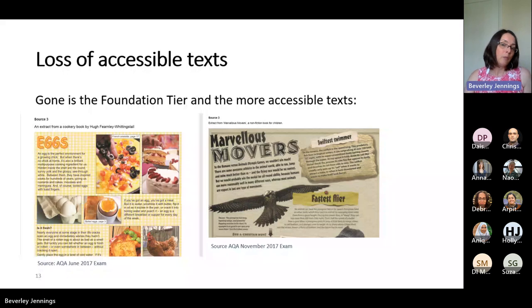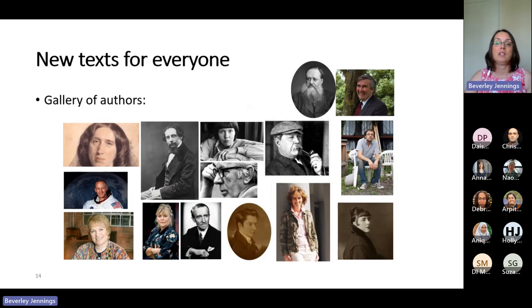So just to give you a little picture, in the old specification, the foundation tier might read texts like this: recipes, maybe a page from an information book that's quite accessible, in little sections with subtitles and pictures. Whereas now what you get is no pictures, just simply paragraphs of text, and with these kinds of authors, right from the 19th century to the 21st century. But this little gallery gives you a picture of the kind of authors. So we've got more men than women. If you look, there's very little ethnic or racial diversity there. So it's swinging back to a much more traditional and narrow curriculum.